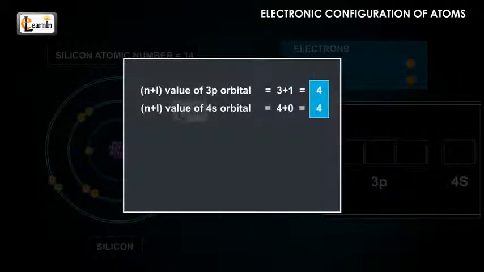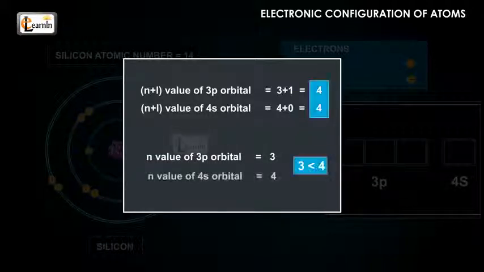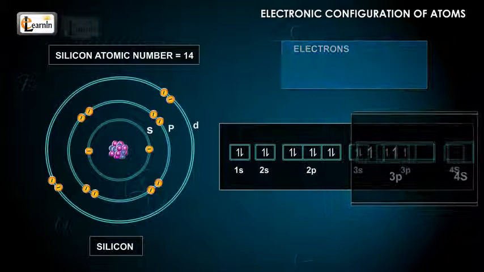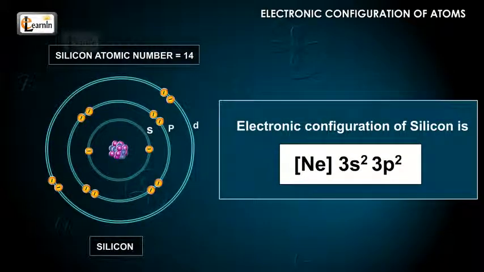This means that both the orbitals have the same n plus l value, but the 3p orbital has an n value that is 3, which is less than the n value of 4s, which is 4. Therefore, the 13th and 14th electrons occupy the 3p orbital first. This means that the electronic configuration of silicon is [Ne] 3s2 3p2. The superscript represents the number of electrons present in the corresponding orbital.